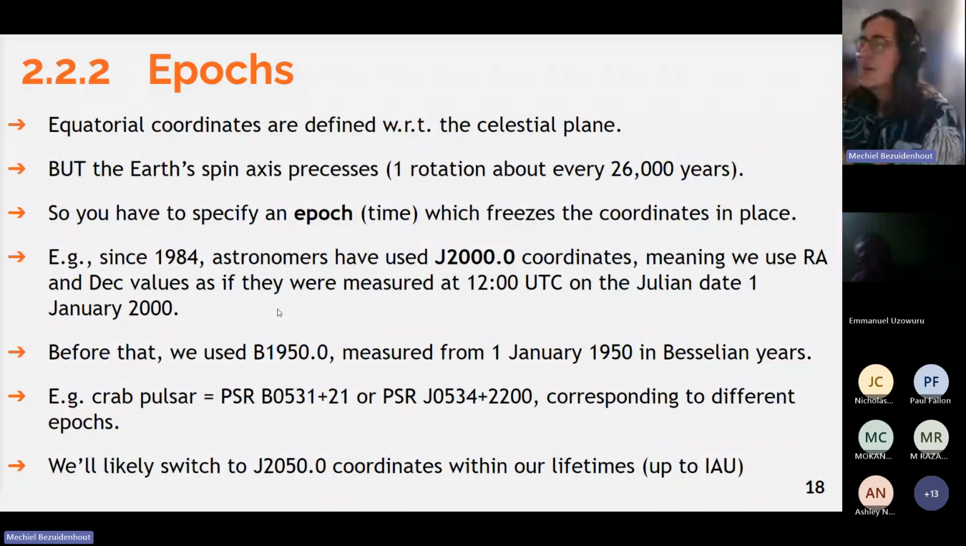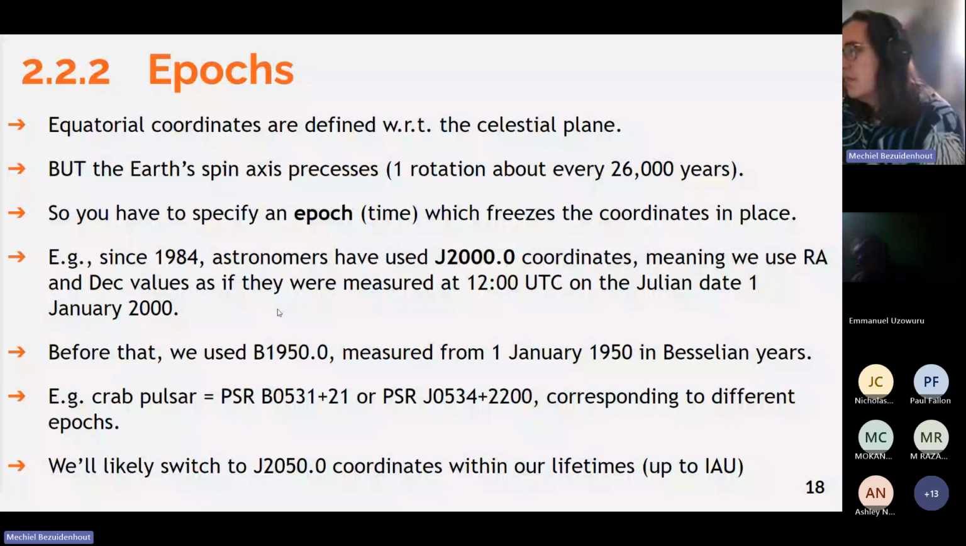So when we measure right ascension and declination, we have to do a small conversion, a correction, to change them so that they would have been as we observed them on that date in January 2000. And that way those coordinates always stay the same.